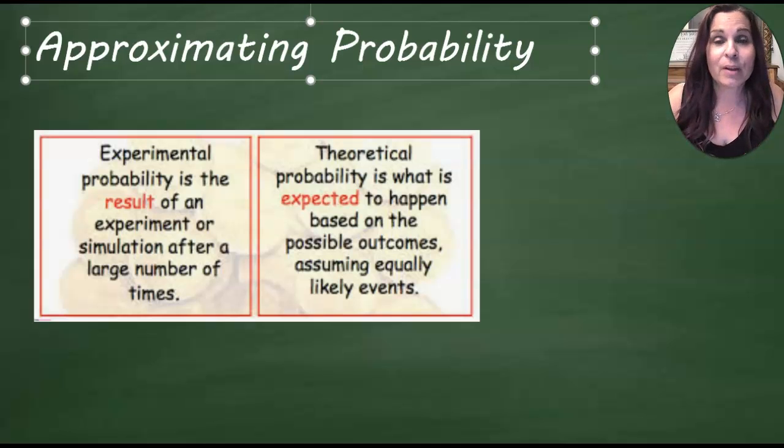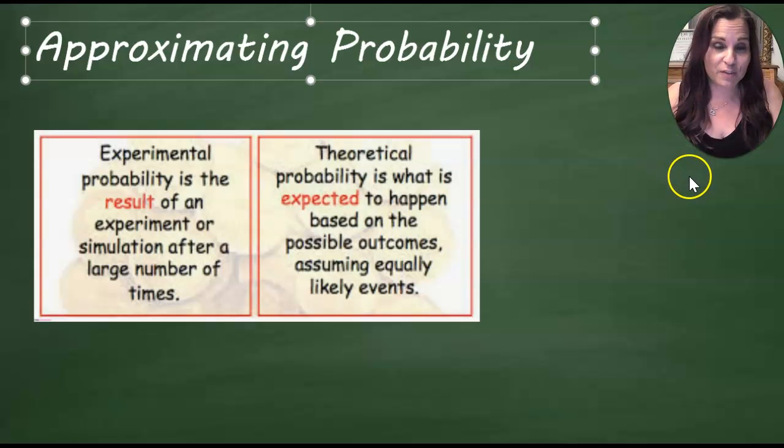For example, the chance that a coin will land on heads. If you flip a coin, there are only two possibilities, right? It's either going to land on heads or tails. So you have a 50% chance that it's going to land on heads and a 50% chance that it's going to land on tails. So if I were to flip a coin, say 100 times, the theoretical probability tells me that the coin should land on heads 50 times and tails 50 times.